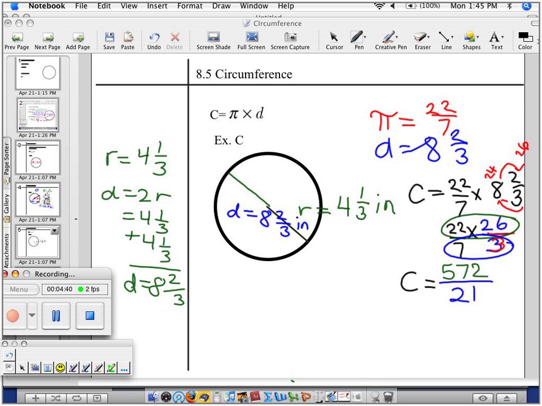I'm going to divide 21 into 572. For time's sake, I'll do that for you on my calculator. 21 times 2 is 42. That's closest to 57 without going over it. And a remainder of 15. And that's okay because 15 is less than 21. All right, now I have 152. 7 times 21 is 147. That's close to 152 without going over it. And then when I subtract, I have a remainder of 5.